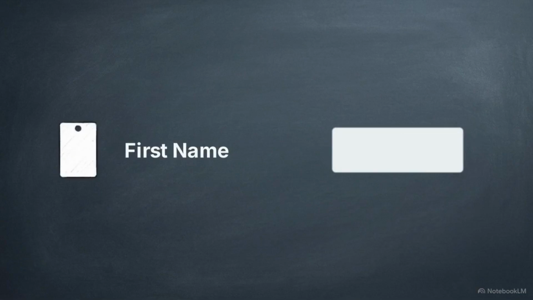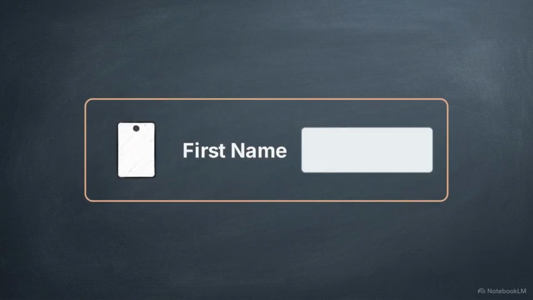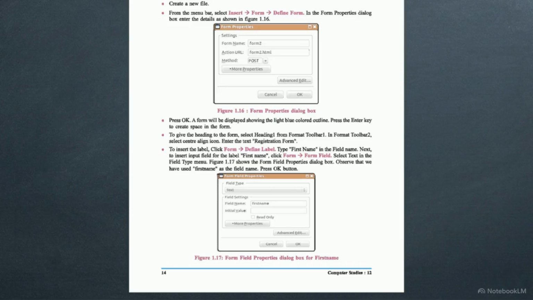This requires pairing static text labels, which tell the user what to type, with interactive blank fields where they actually type it. Here in the Form Field Properties dialog, we set the back-end variable name. Notice that first name is typed as a single, unbroken word. Including spaces in a variable name is a common error that will corrupt data when the server processes it.